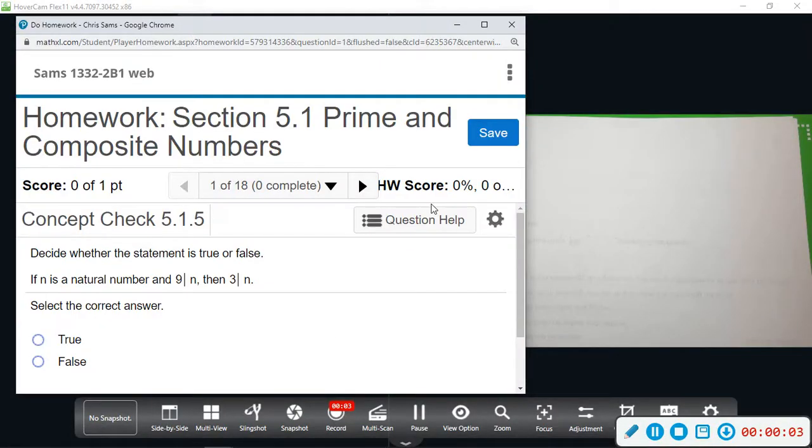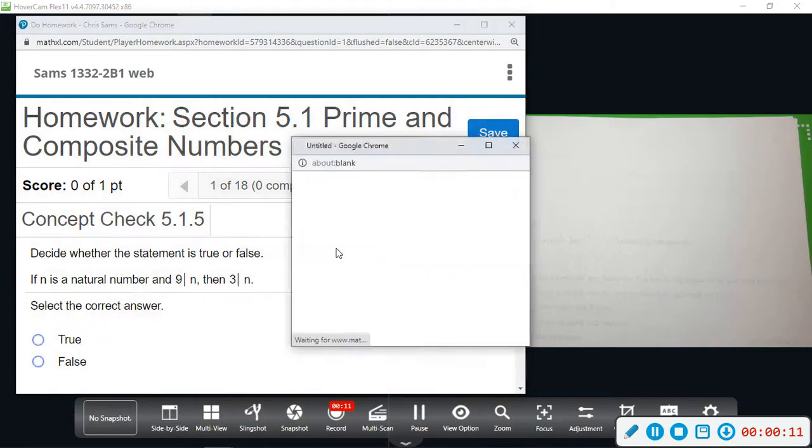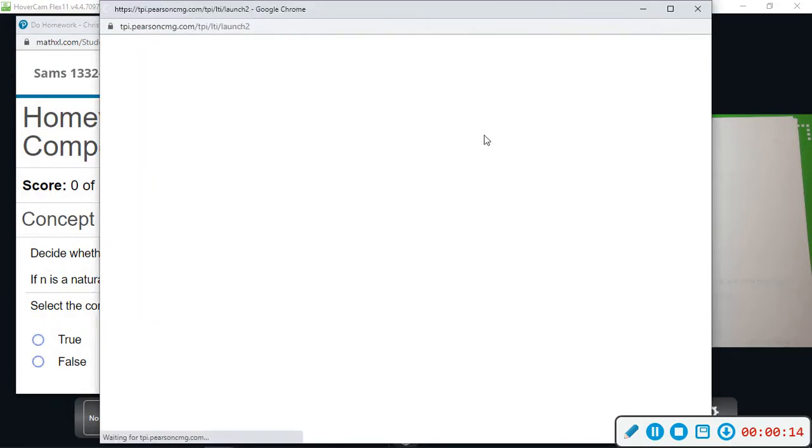Alright, Chapter 5, Section 1. We're going to be going over prime and composite numbers. And I first want to take you to the textbook and just show you some of the highlights and things you want to write down and take as notes.